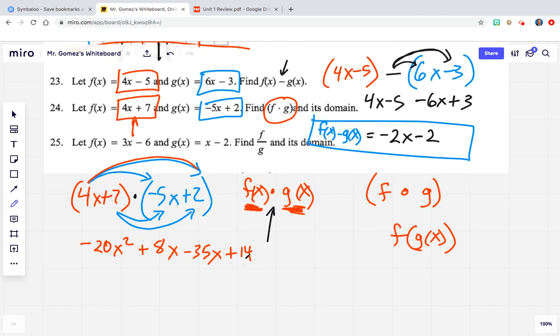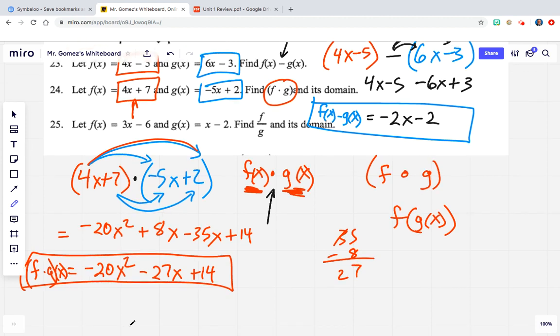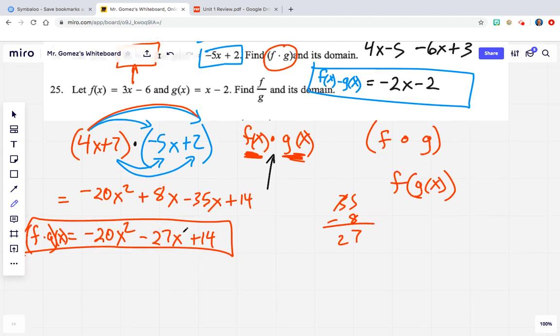All right, so combining like terms from here, we're going to write our biggest power of x first, and then just go down from there. So a positive 8 minus 35, you could do 35 minus 8 over here off to the side. We get 27, but it's a negative because it was a much bigger negative number. So we'll say a negative 27x plus 14. Again, on the test, we want you to write, this is f times g, and then we'll put x here. So parentheses, f times g of x is equal to all of this right here, negative 20x squared minus 27x plus 14.